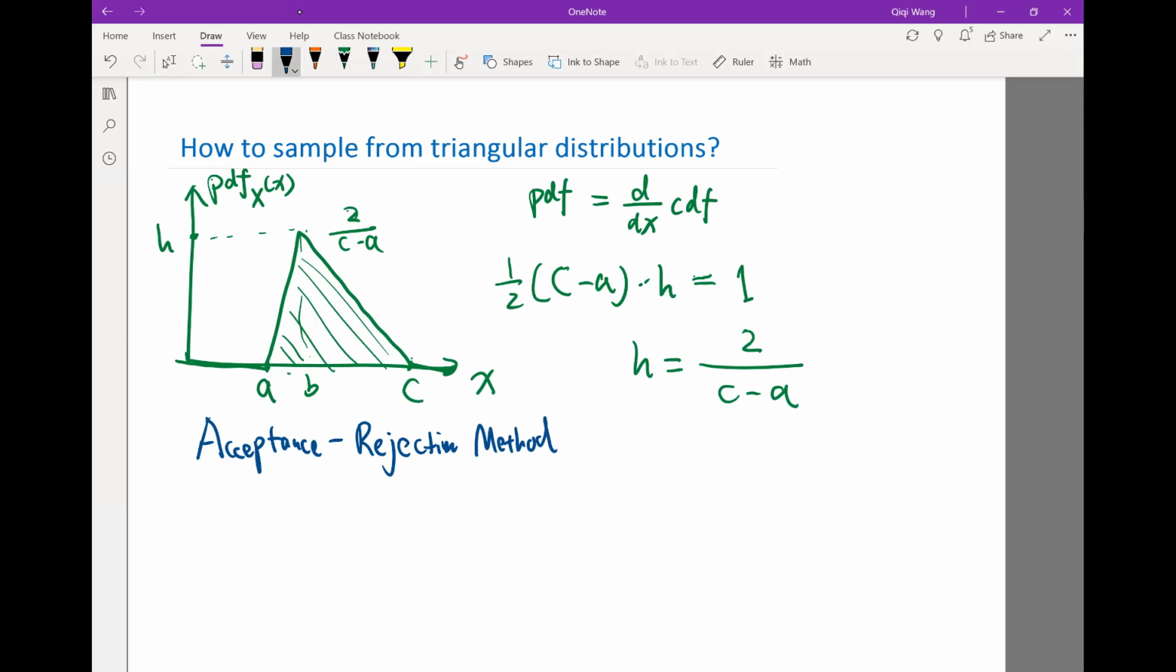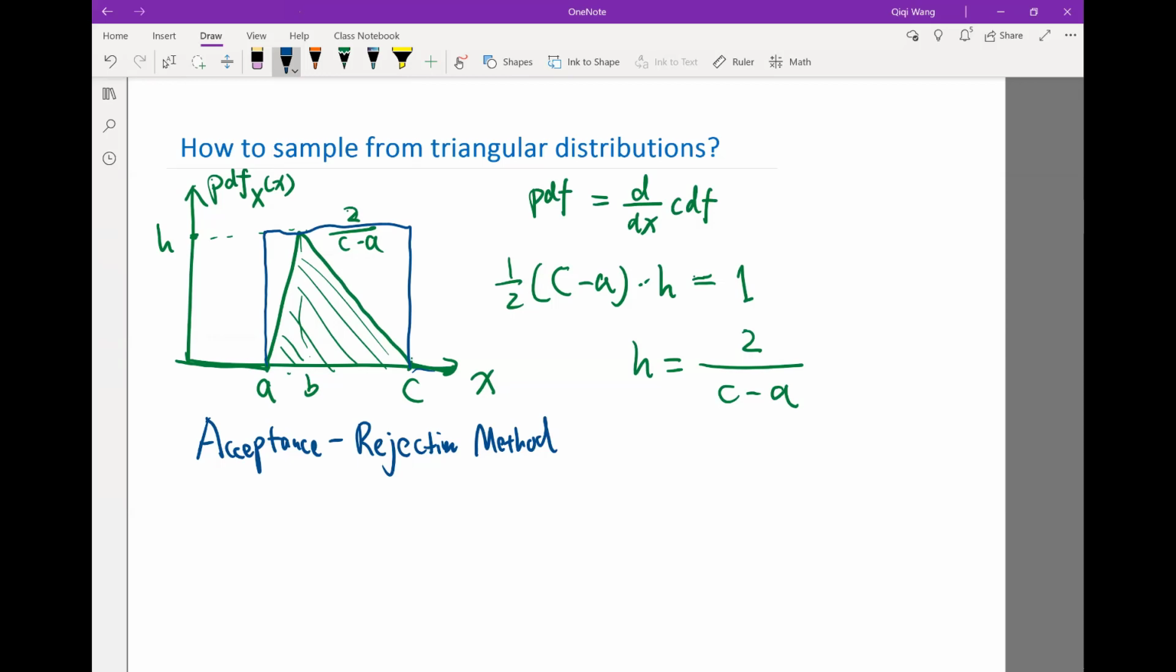For example, for this triangular distribution, we can easily construct a uniform distribution, like that. Of course, the uniform distribution between A and C would have a height that's half as big as that of the triangular distribution, but that doesn't matter. As long as you can scale it with a finite value, in this case 2, once you scale it by a factor of 2, the uniform distribution would have a PDF that's at least as big as that of the triangular distribution. We are fine.